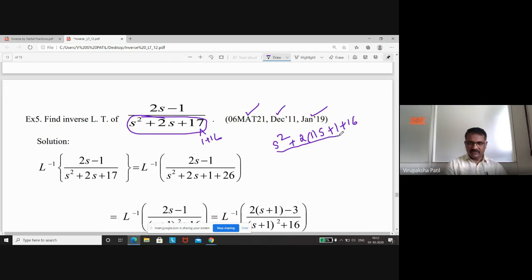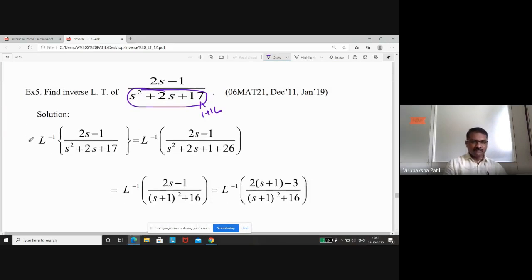Now consider these three terms. This is of the form a square plus 2 times a into b plus b square, that is 1 square is 1 only, b square. So you can write this term as s plus 1 whole square. This 16 you keep as it is, whatever it may be, 16 or 15, you keep that as it is. Then it will be reduced to the perfect square type. So side by side, before writing, you have to check the denominator.